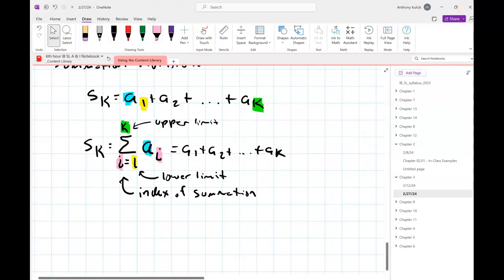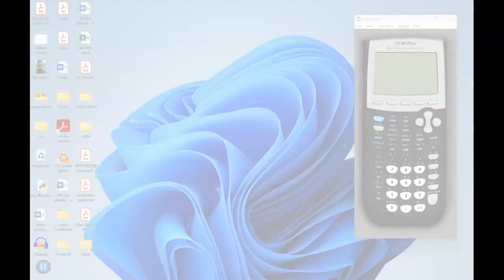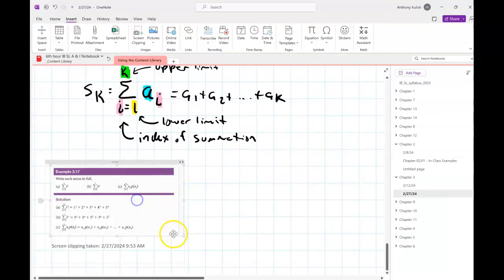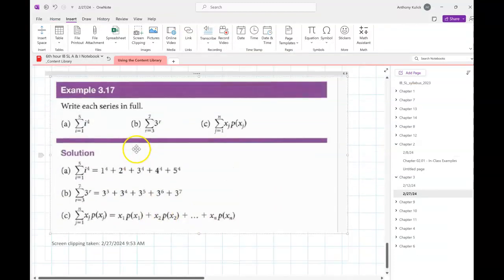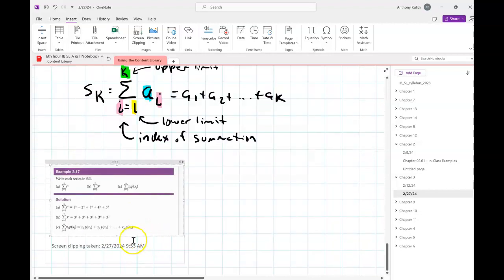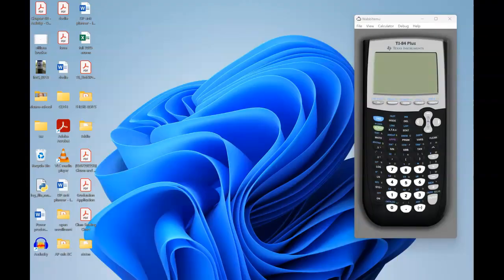All right, let's do some examples, yay? Just to practice this notation. Oops, that was too much. I clipped too much.